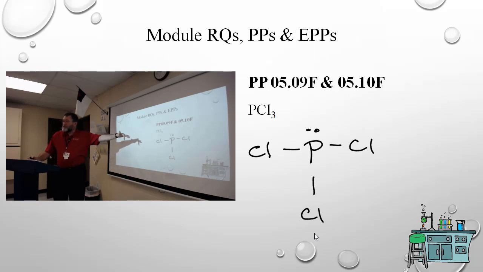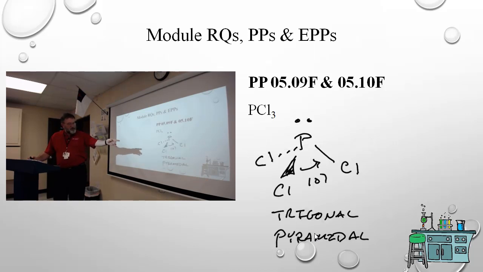Column 5s tend to form trigonal pyramidals because they have an unbonded pair already. So they tend to form this, especially when they're all single bonds. So when you've got a column 5 and they're all column 7s, it's going to be a trigonal pyramidal. That's the 2-dimensional, and it falls into the 3-dimensional 107 degrees.